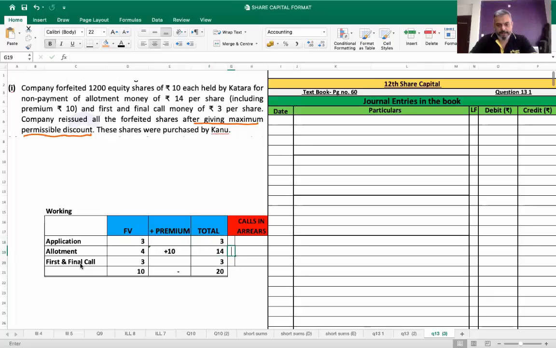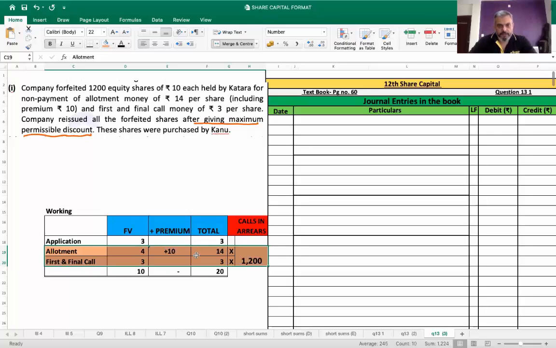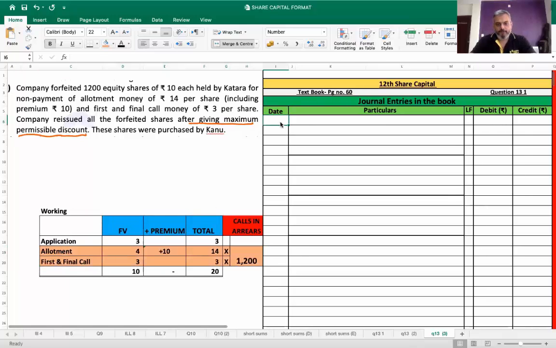Now did not pay the allotment, did not pay the first and final call on how many shares? On 1200 shares. So combine 1200 shares over here. Now let me highlight what we did not receive. Now let's write the first entry for forfeiture. Over here there is premium which we have not received. So let me make it red.